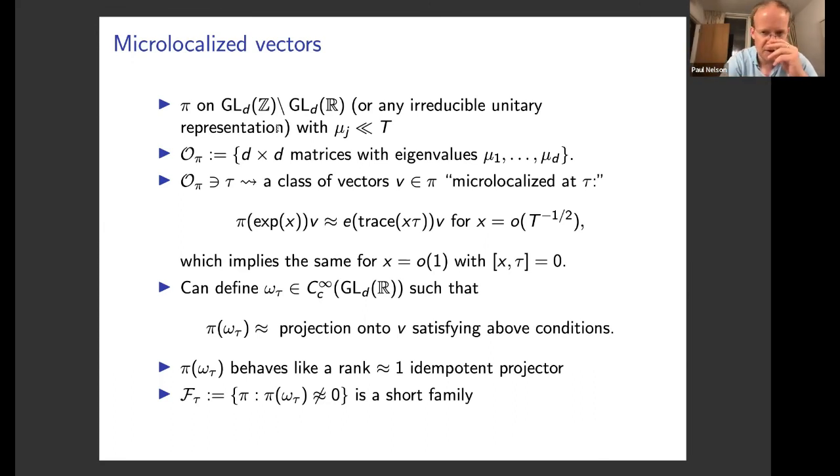You can think of microlocal analysis on the real line as the art of expressing arbitrary functions in terms of functions that are microlocalized. Their support is concentrated in physical space, and their Fourier transform support is also concentrated. So these vectors are analogous to the coherent states or microlocalized vectors in classical microlocal analysis.